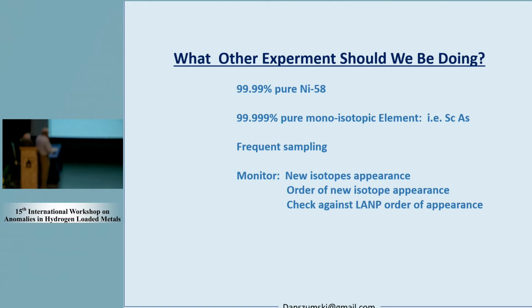In the proposal I wrote on this, we did an initial run where we had very frequent sampling, so we knew exactly when the first isotope was going to appear. And we take a look at new isotope appearance and the order of new isotope appearance. And these should check against the calculations by the LAMP model.